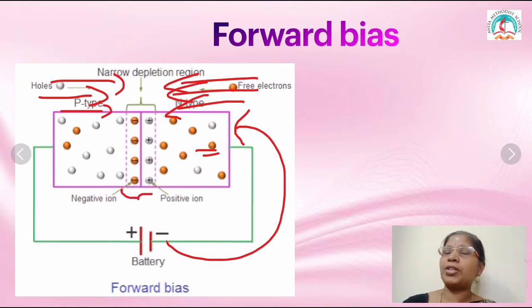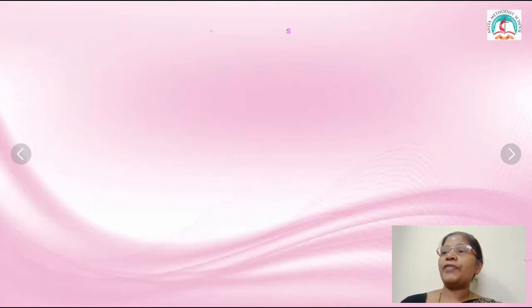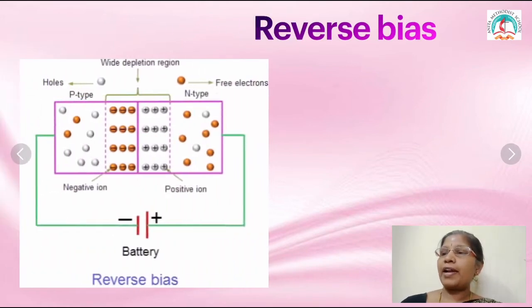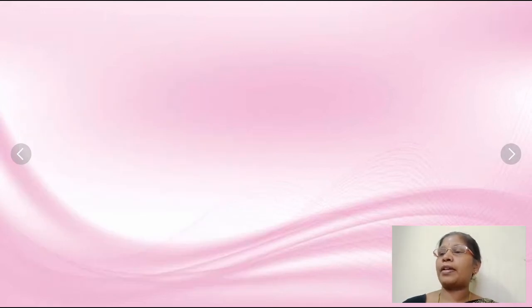This is the width of the depletion region that is decreasing on the forward bias side. Okay. Now, what happens on the reverse bias side? In reverse bias, the p-type semiconductor is connected to the negative end of the battery, and the n-type semiconductor is connected to the positive end of the battery. When negative and positive are connected like this, what happens here?